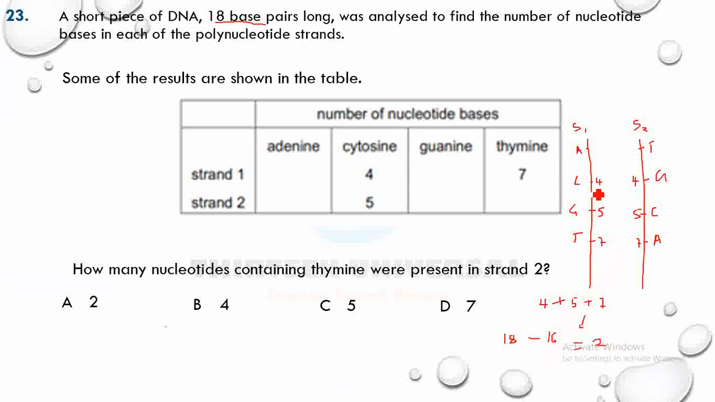That means we're going to have 2 adenine here and 2 thymine here. And what we are looking for is thymine in strand 2. So thymine in strand 2 will be 2. You can watch this video again, replay it, but the answer is 2.